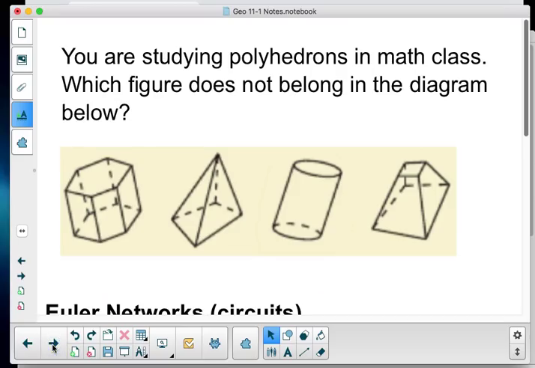Now, you are studying polyhedrons in math class. Which figure does not belong in the diagram below?